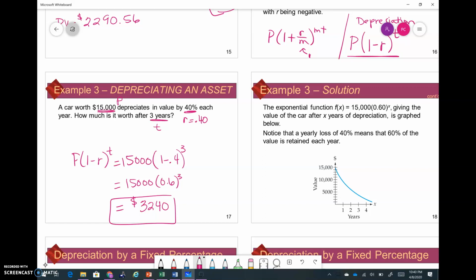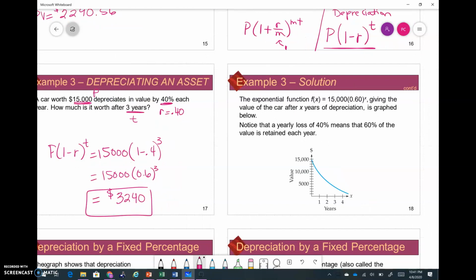All right. Now what we have here, before we even plug this into the calculator, or, well, if we replace the 3, the years, with x, what you end up with is an exponential function. All right, so on slide 18, the exponential function f of x equals 15,000 times 0.6 to the x power gives the value of the car after x years of depreciation. And if we graph that, we see that we have a decreasing function. We're going down in value, okay?